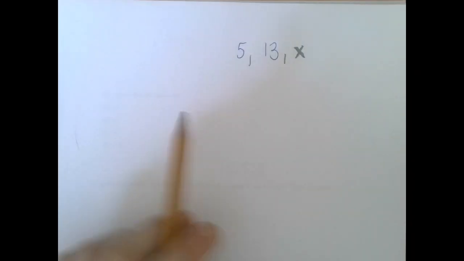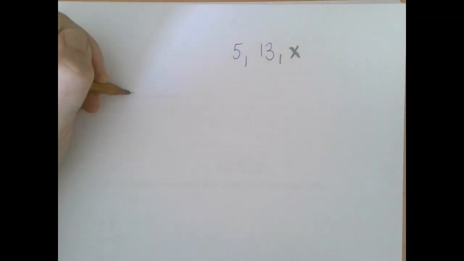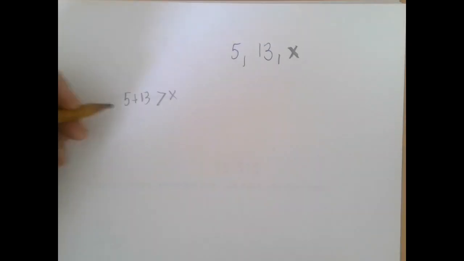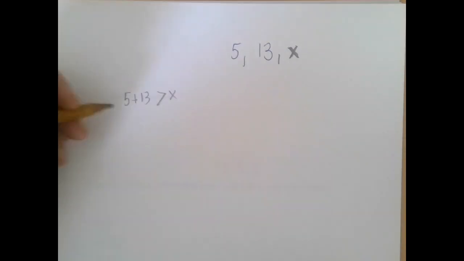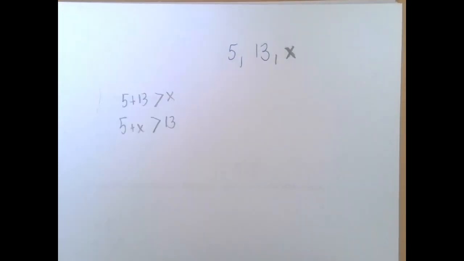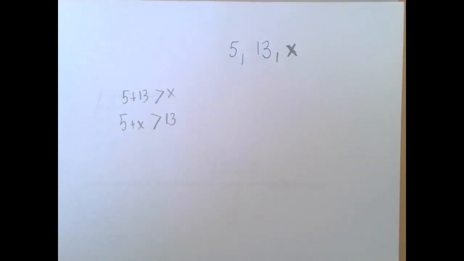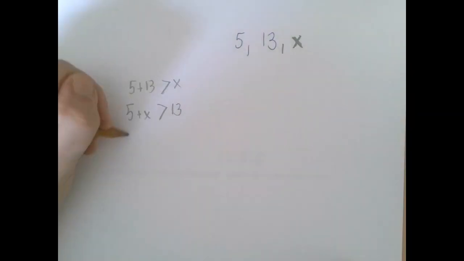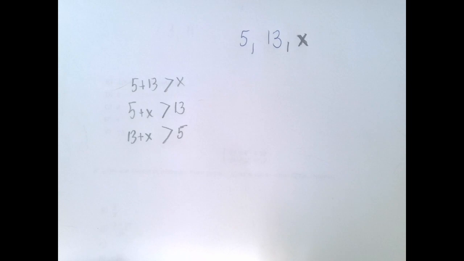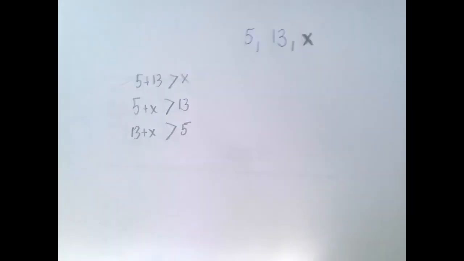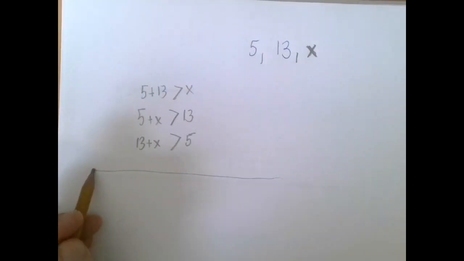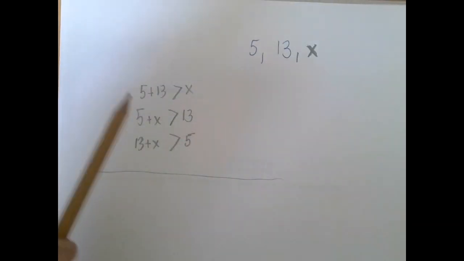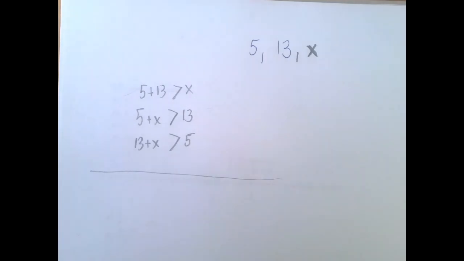Let's just state all three versions of it, right? Any two, if we add, has to be more than the third one. So if we add 5 and 13, that has to be more than x. If we add 5 and x, that has to be more than 13. And if we add 13 and x, that should be bigger than 5. And x is a distance, so we shouldn't accept negative numbers. This is it. We just have to find all real numbers x so that all three are true.